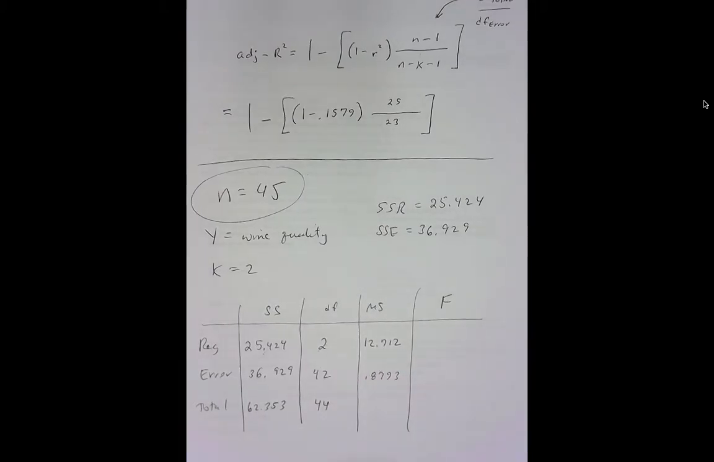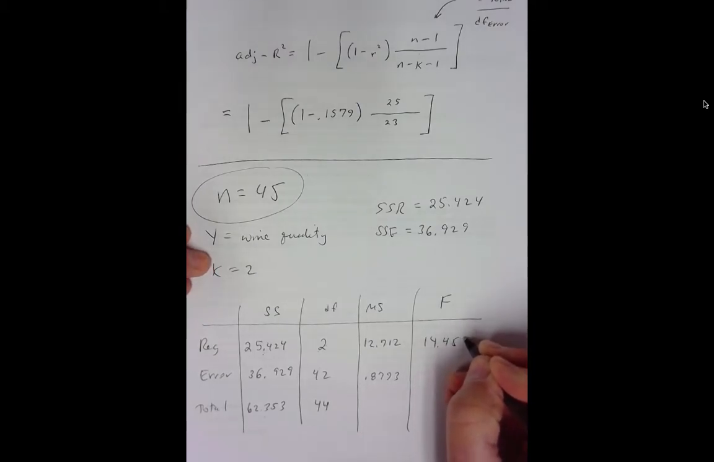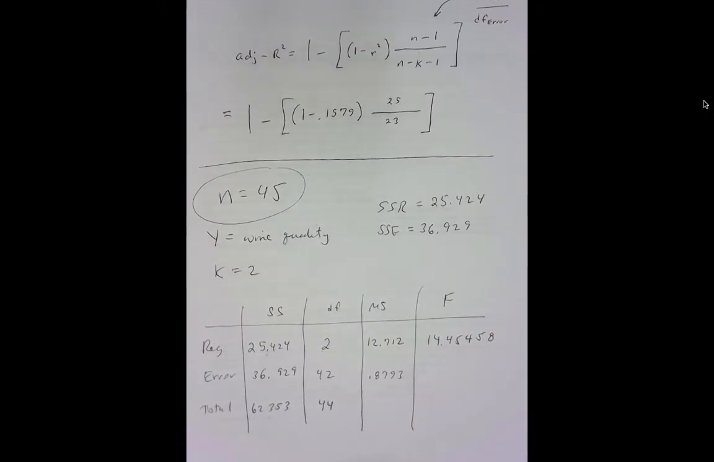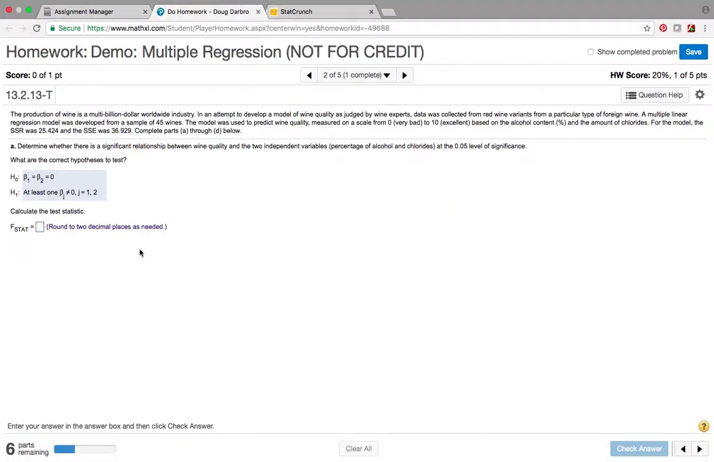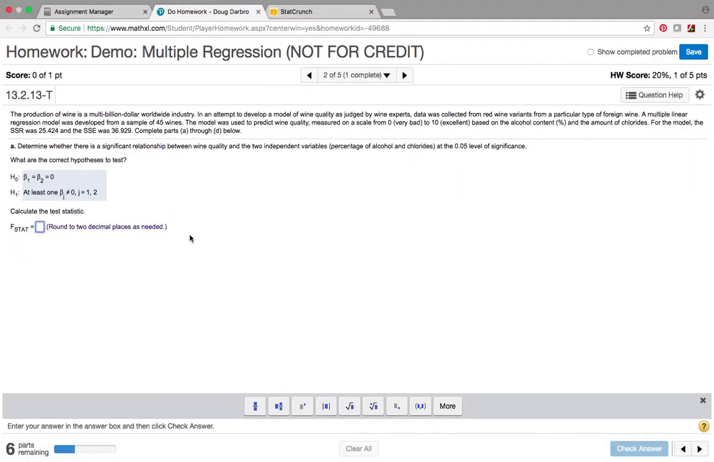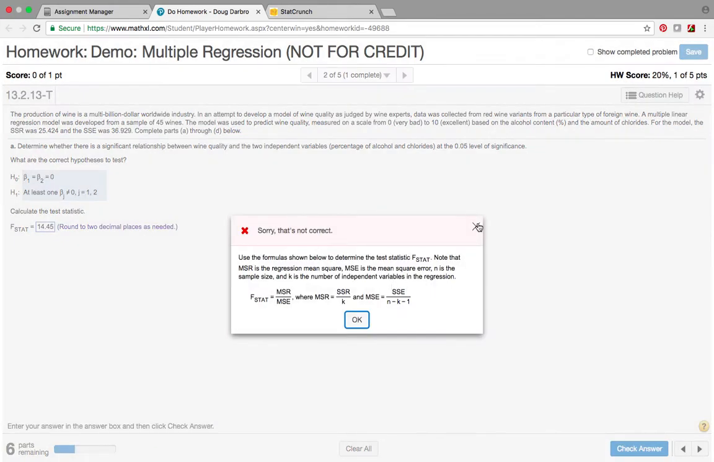Now to get my F statistic, I'm going to divide 12.712 by the answer. And I get 14 point, I don't know how far it's going to want me to go out, but I get 14.45758. So I'm going to write all that down so I have enough information. Now, let's go back to the problem. The F statistic, it says round to 2 places, so I'm going to go with 14.45. And we have an issue.